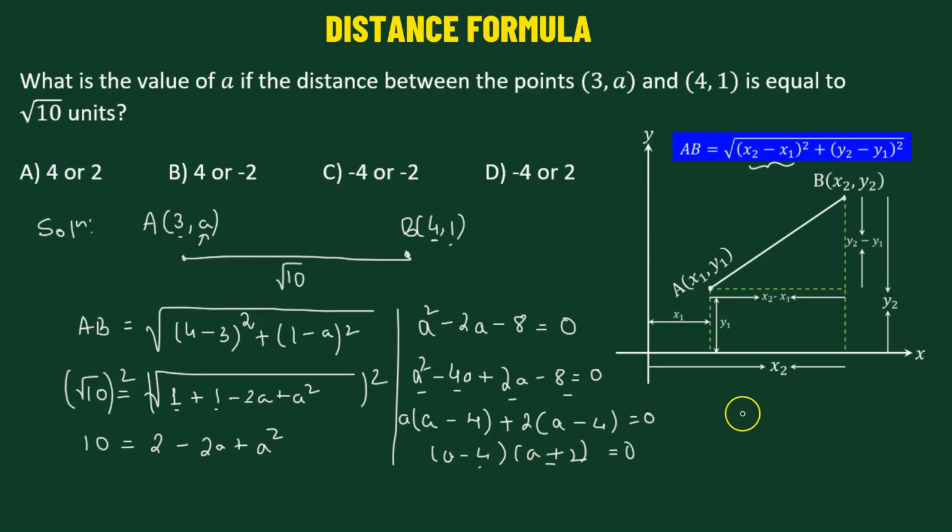So we're getting two values. Either a minus 4 equals 0 or a plus 2 equals 0. So solving for a, we get two values, 4 and negative 2. So we're coming to the options. Option B is going to be the correct option. So this value a is going to be either 4 or negative 2, such that the distance between these 2 points A and B is going to be equal to square root of 10 units.